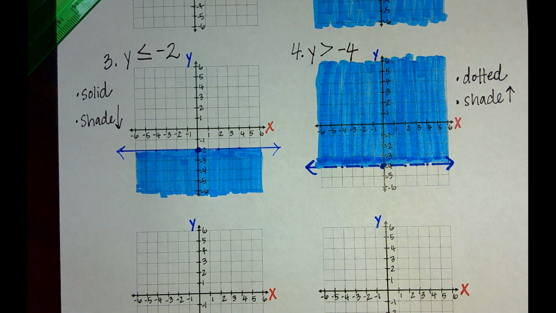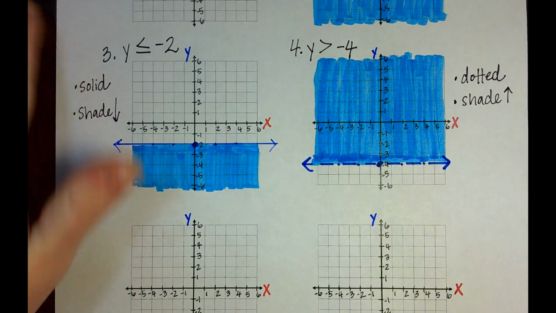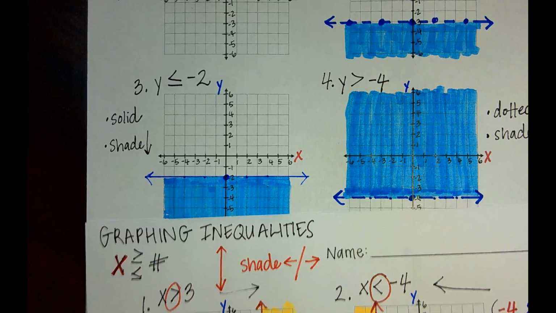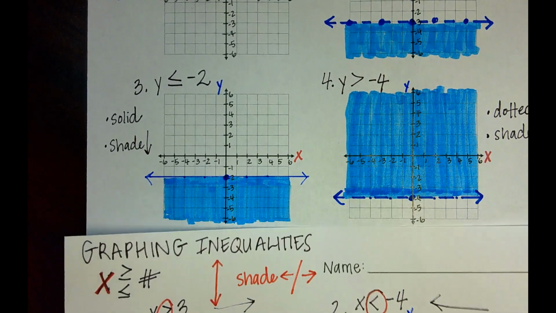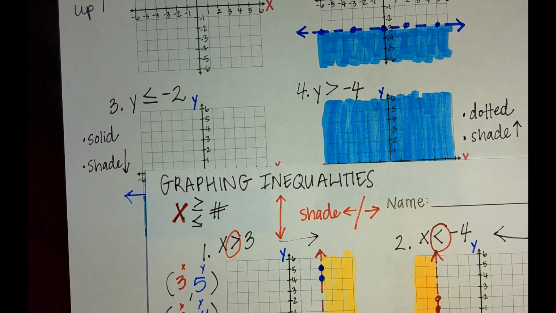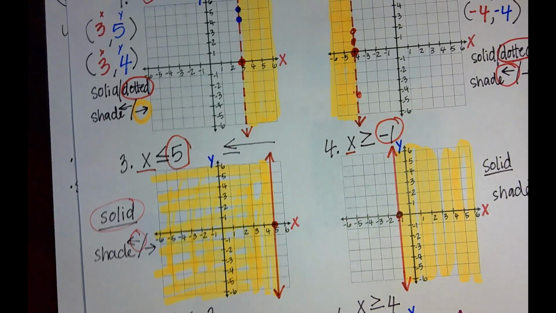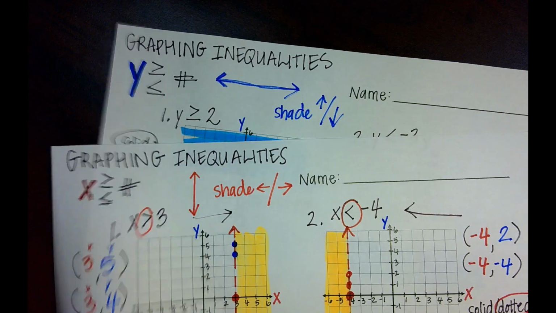Alright, there we go. That's our answer, number 3 and 4. So now we have 2 little guides. We know how to graph a line that just has an X. We know how to graph a line that just has a Y. So, awesome. I'm going to take these papers and put them to the side.